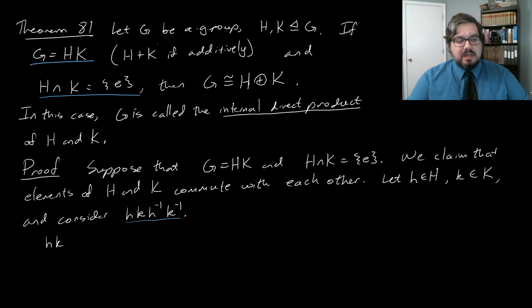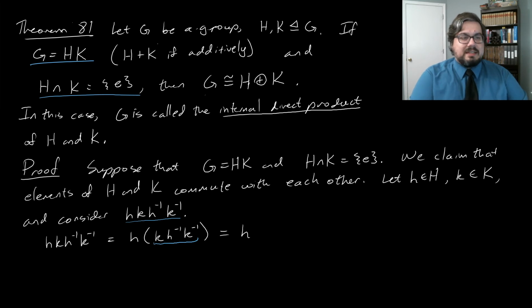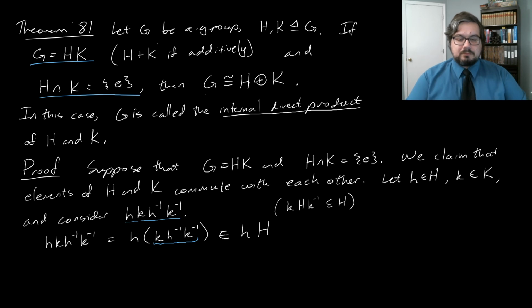Now, we have that hkh inverse k inverse is equal to h times kh inverse k inverse. Now, because big H is normal inside of G, that means that whenever we take kh inverse k inverse, that's going to give us back something that's still in H. So this belongs to little h times H. This is because k times big H times k inverse is a subset of H. But then little h times H is equal to just H back.